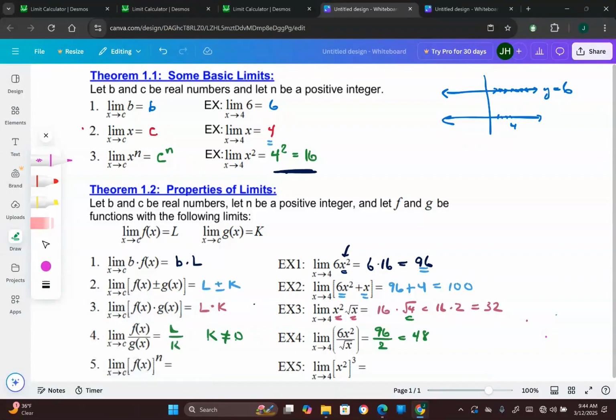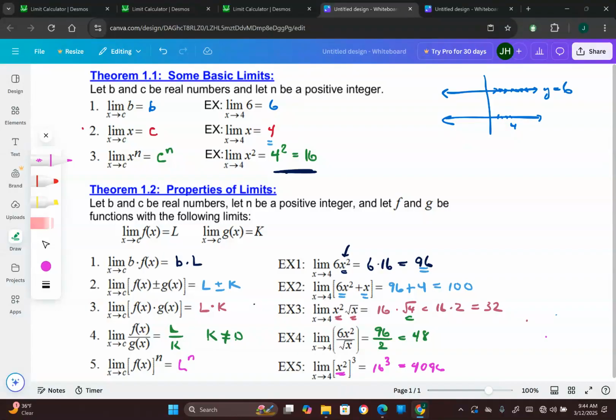One more here. f of x to the n power. If you take a function to a power, the rule is you can take that limit to that power. So what we're going to be doing over here, we know the limit of x squared is 16. So I've got to take 16 to the third. Now, that's not an easy thing to do. Most people are going to use their calculators. Okay. It comes out to be 4,096.